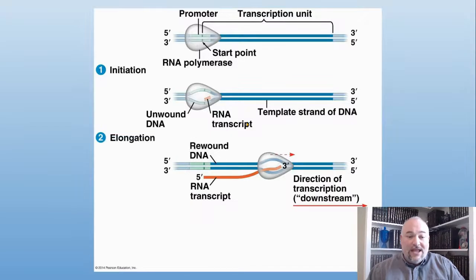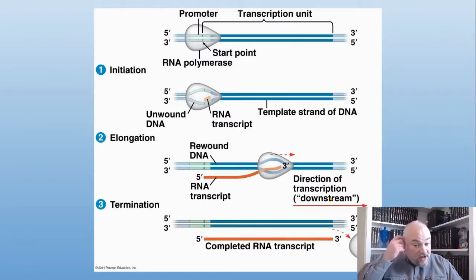Then we go into elongation, the second step. As we unwind the DNA, the RNA polymerase goes along and produces the RNA from 5 prime to 3 prime, going downstream. Finally, we have termination, step 3, where the polymerase pops off and we have our completed RNA transcript. Now, if it's a prokaryote, it's done. If we're talking eukaryotes, then it has to go through some RNA processing first.